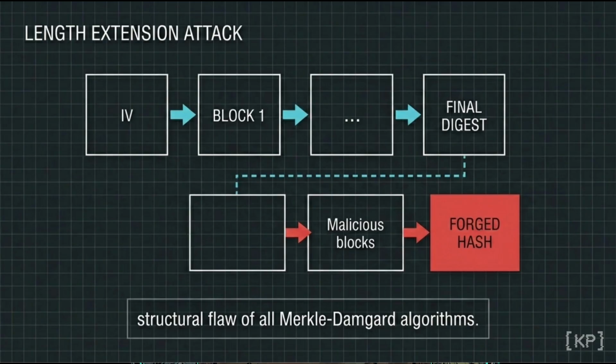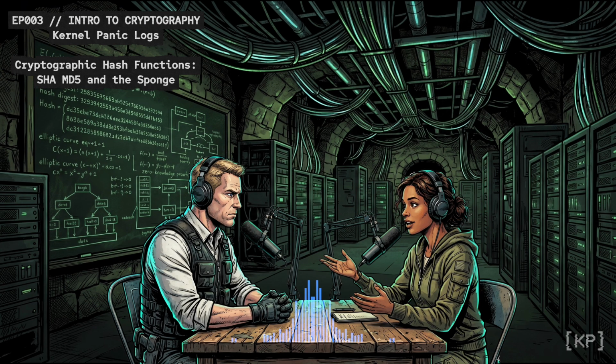Wait, seriously? So they don't even need to know the original secret message? Nope, not at all. They can just take the final hash, glue their own malicious data to the end of it, and the algorithm will output a perfectly valid hash for the newly extended message. Yes, that is known as a length extension attack, and it is the native structural weakness of the Merkle-Damgard construction. Any algorithm built on this assembly line framework is theoretically vulnerable to it.